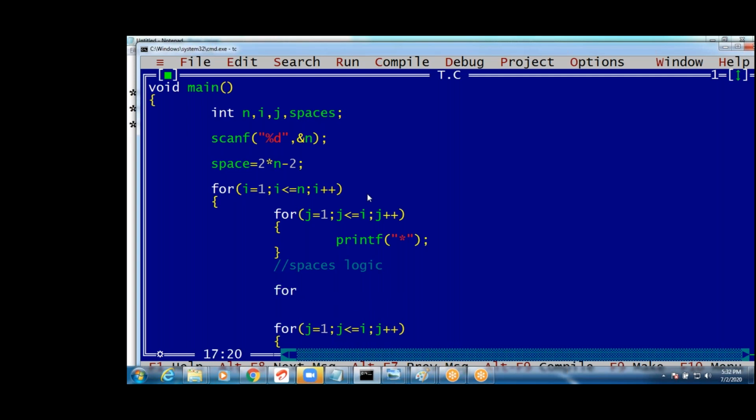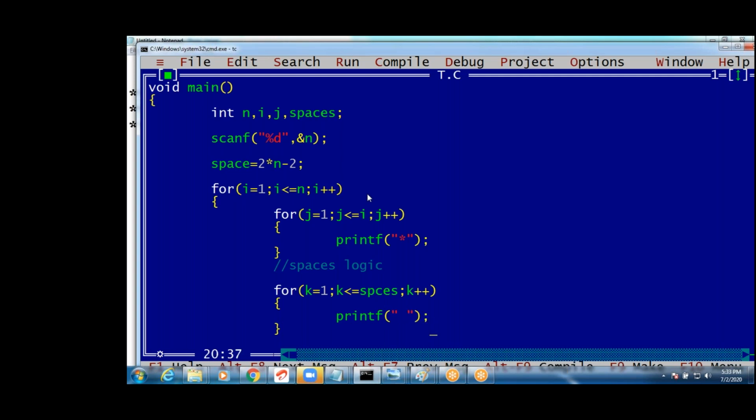Now write this. Here spaces should decrement, right? How many spaces? Now 8, next 6, next 4, next 2, like this. Now what do I have to write, guys? Here space equals space minus 2. Space minus 2. See this, guys. Once execute.